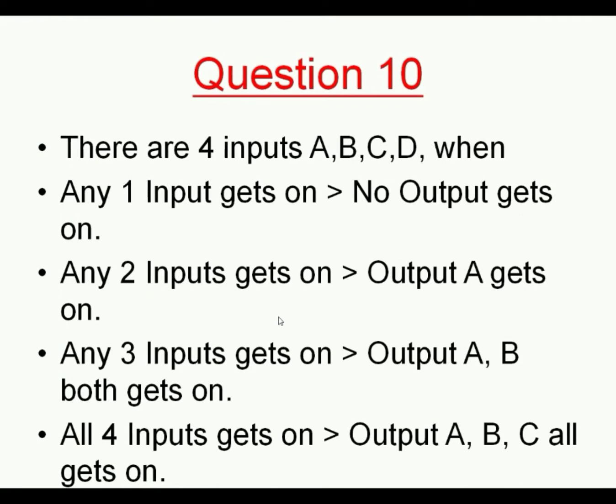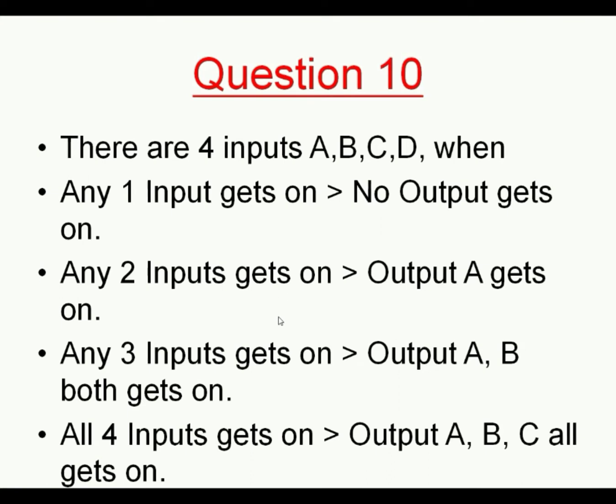There are 4 inputs A, B, C, D. When any one input gets on, no output gets on. When any 2 inputs get on, output A gets on. When any 3 inputs get on, outputs A and B both get on. When all 4 inputs get on, outputs A, B, C all get on. It seems like the question we have done earlier, but there is a difference between the previous question and this question, that in this question there is a word included, that is any.